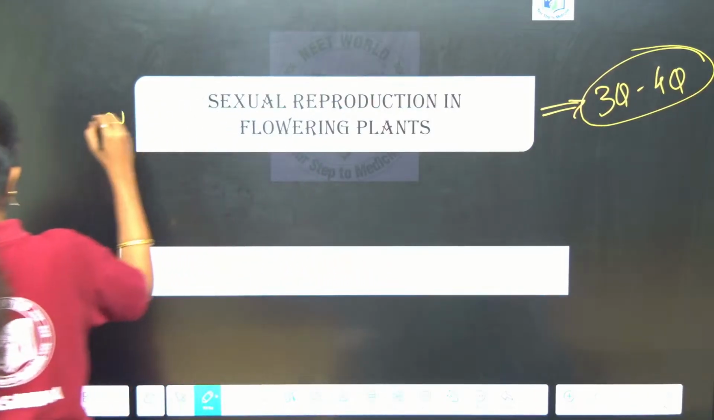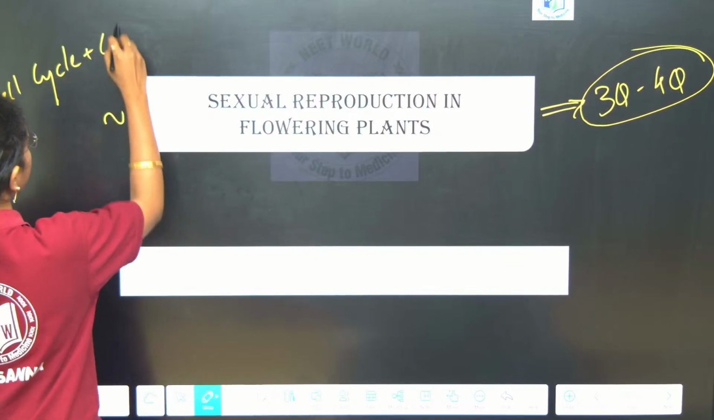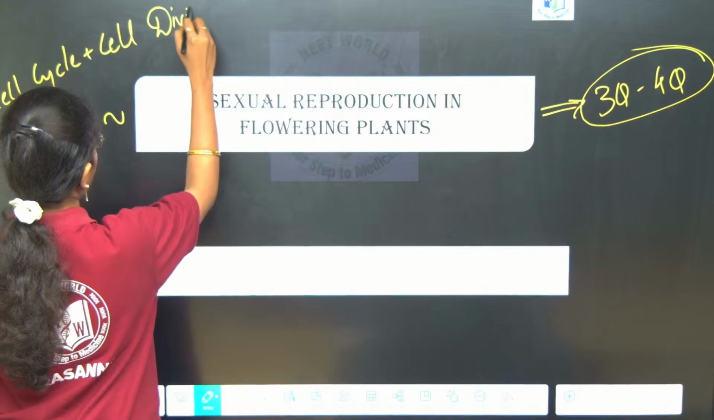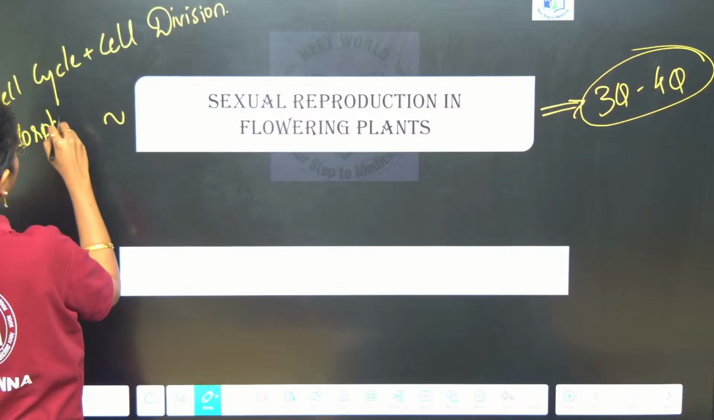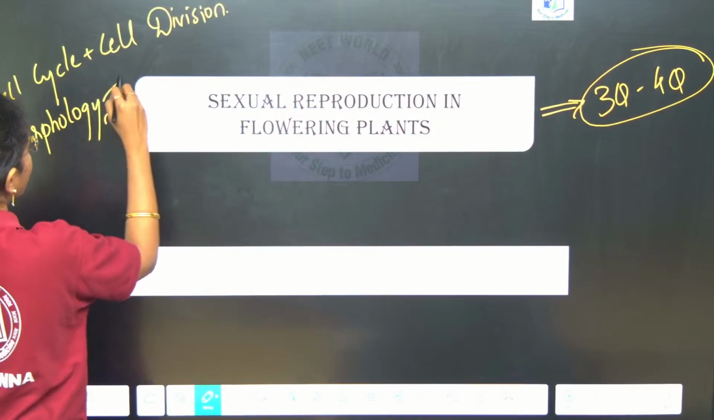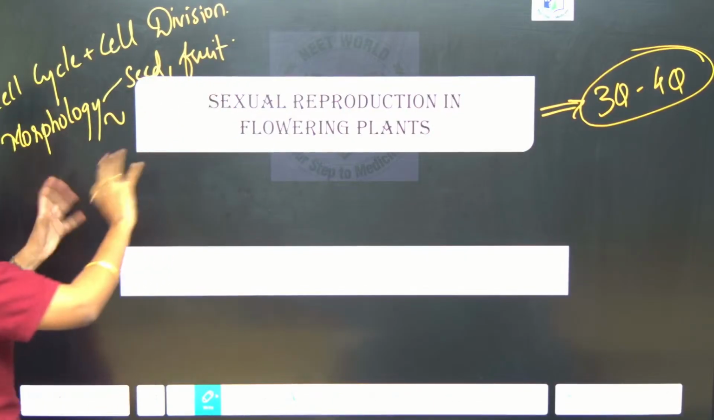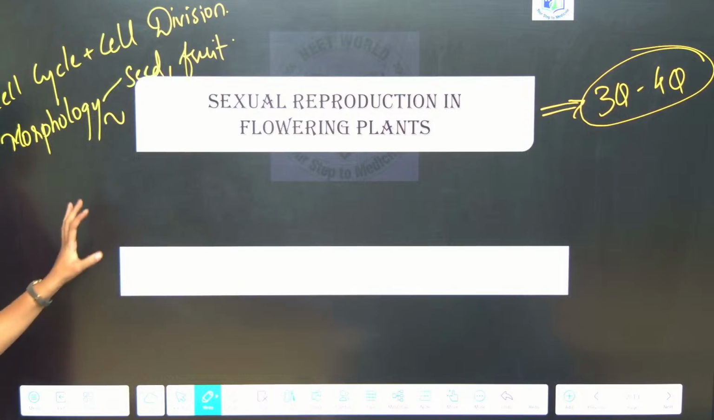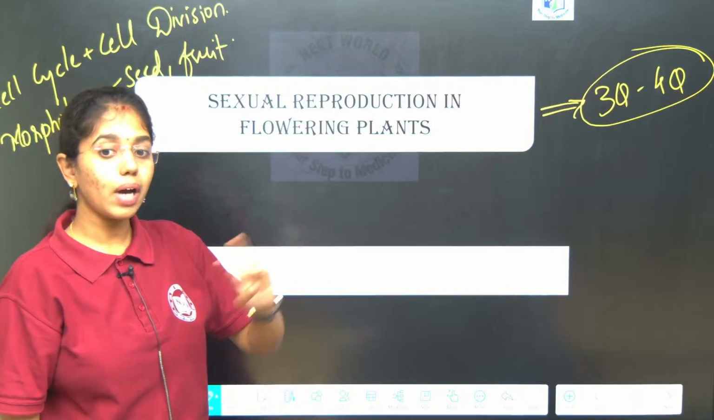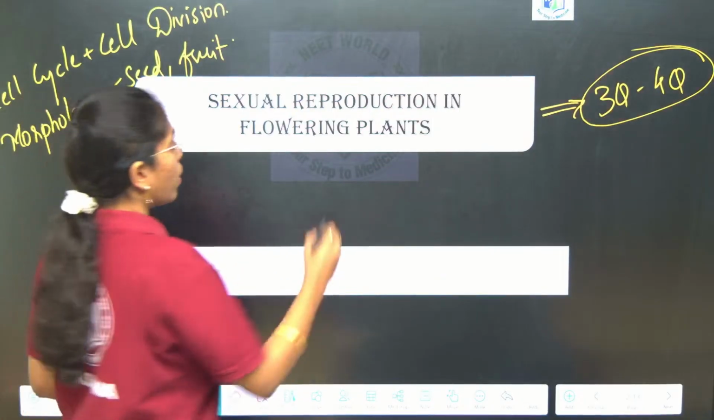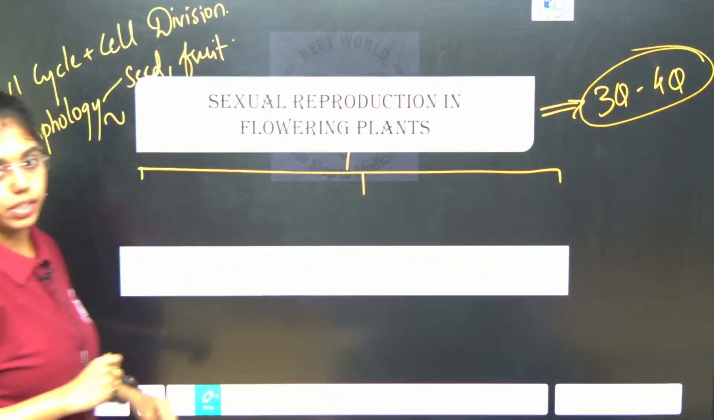The connected chapters for this from your NCERT 11 will be cell cycle and cell division, morphology, seed and fruit concept. These are the connecting dots where you have to refer when you are going through this chapter. And I told you that this is a very broad chapter. You have to fragment it into 3 parts, beta. That is pre-fertilization events, fertilization and post-fertilization events.